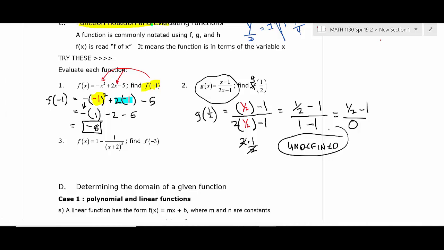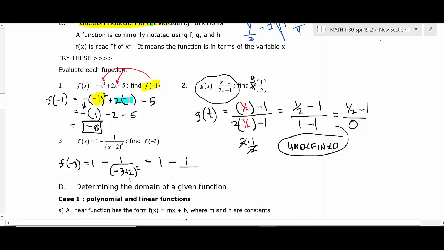Okay, all right. And this next one, we're going to do f of -3. Okay, so I plug this in. I got 1 minus, and then again, replace x with -3. So you'll have -3 plus 2 to the second. And then we'll just work out the arithmetic on that. So that's going to be 1 minus 1 over, that looks like -1 to the second, when you do what's inside the parentheses. So that's 1 minus 1 over 1 when you square the negative. So that's 1 minus 1, so that's 0.